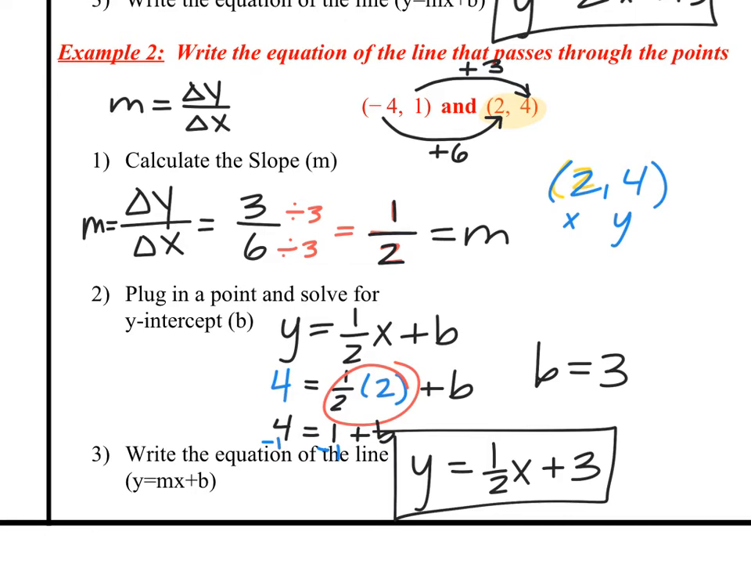So to recap, you found the slope, you put the slope in the equation, you plugged in a point, and then you solved for the y-intercept, and then you can write it in an equation.